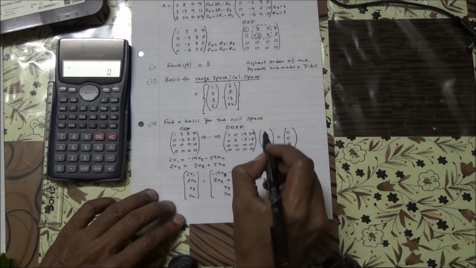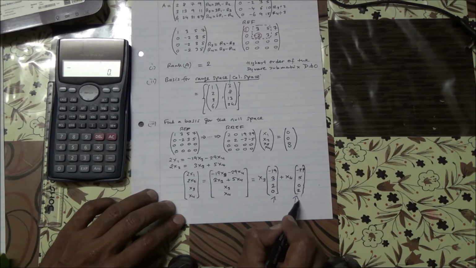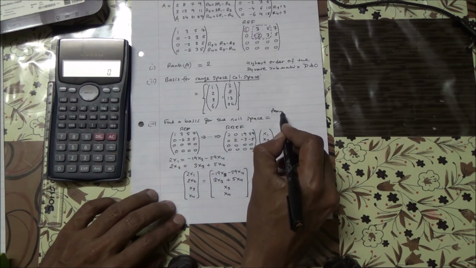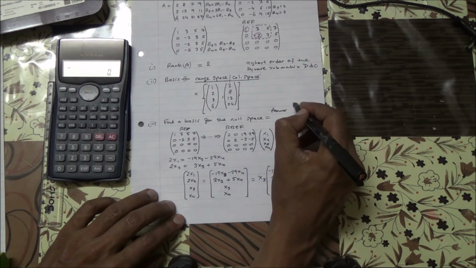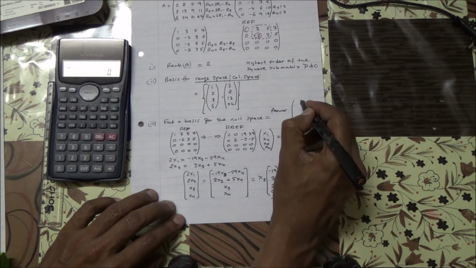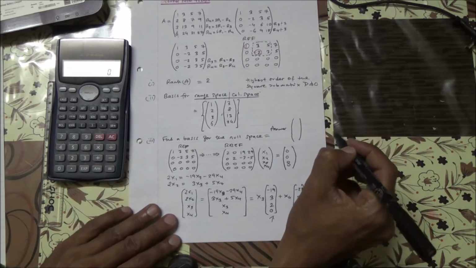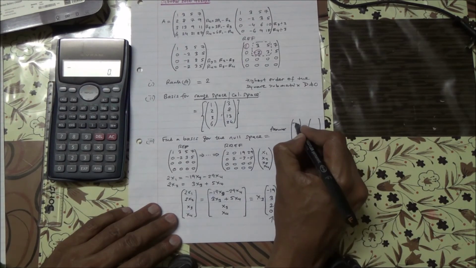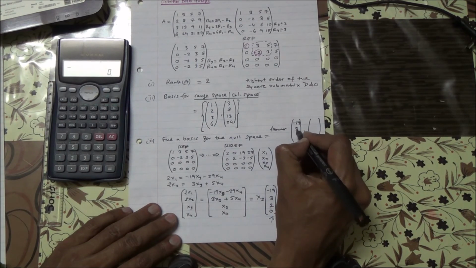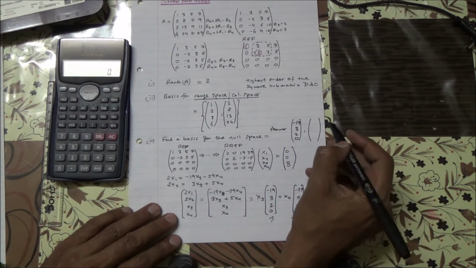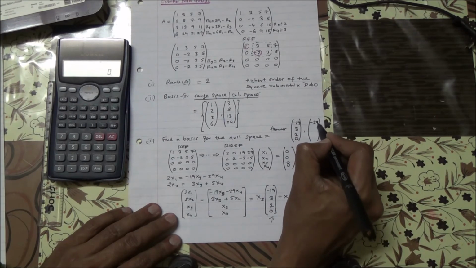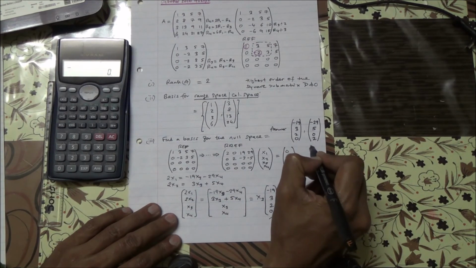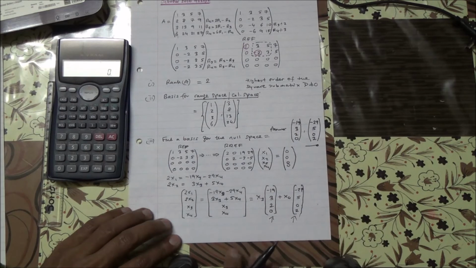Therefore, a basis for the null space will be this and this. So your basis, let's put the answer here. Basis for the null space. That's then minus 19, 3, 2, 0, and this one should be then minus 29, 5, 0, 2. So here we go for this question.